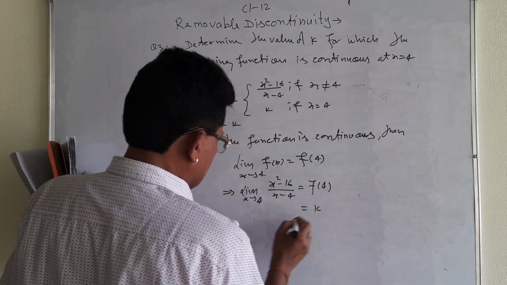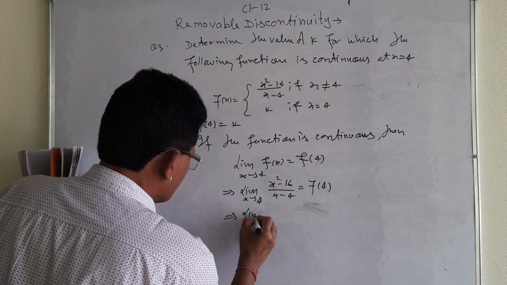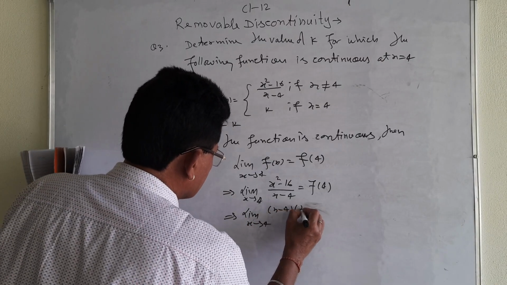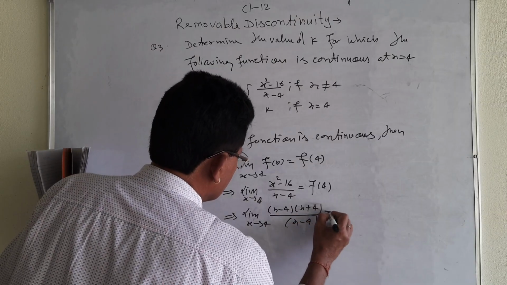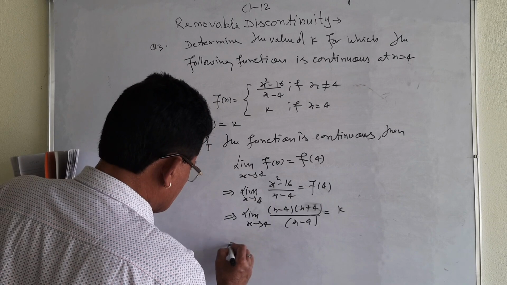Okay, its value will be k. My dear student, limit x tends to 4, (x minus 4)(x plus 4), these are the factorization, divided by x minus 4. It will be equal to what? K. X minus 4 will be cancelled, my dear student.